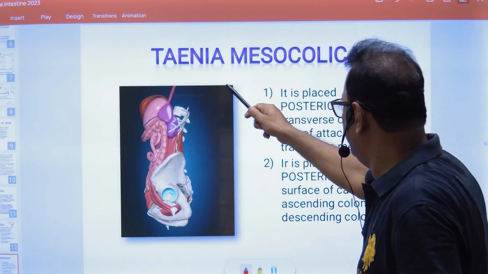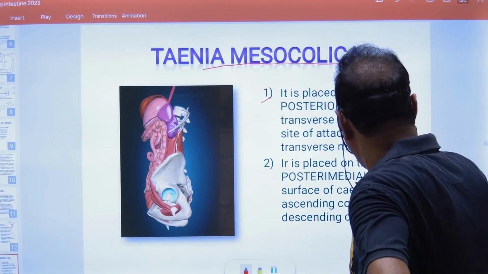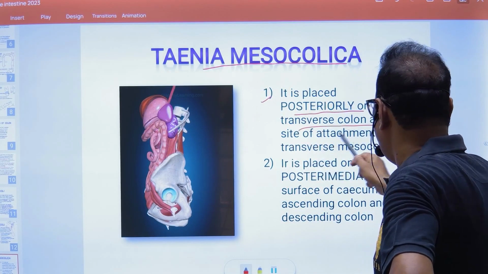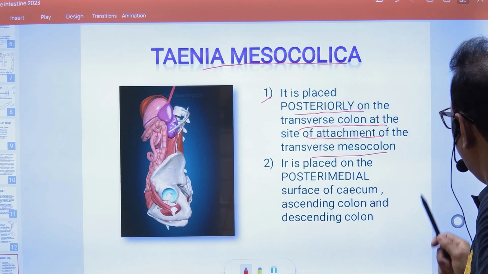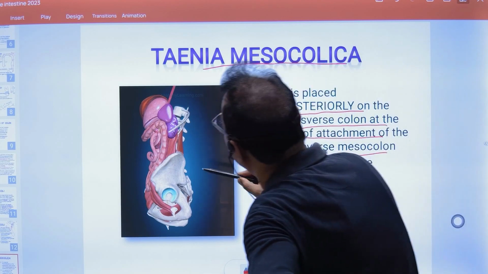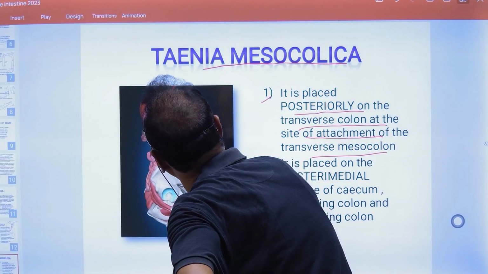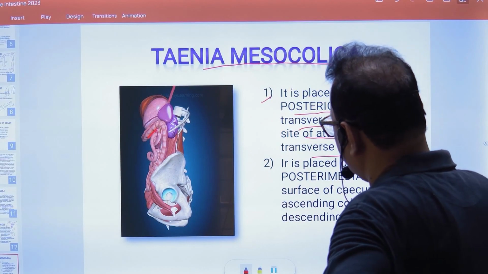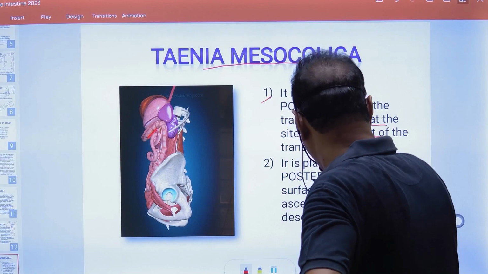Now the tinea mesocolica. How is tinea mesocolica placed? We have just read that it is placed posteriorly on the transverse colon at the site of attachment of the transverse mesocolon. Yes, on the posterior surface. This is the posterior surface of the transverse colon. So it is attached on the posterior surface.